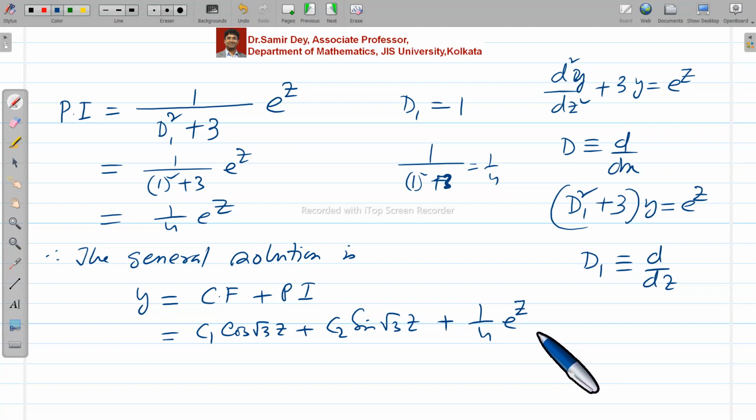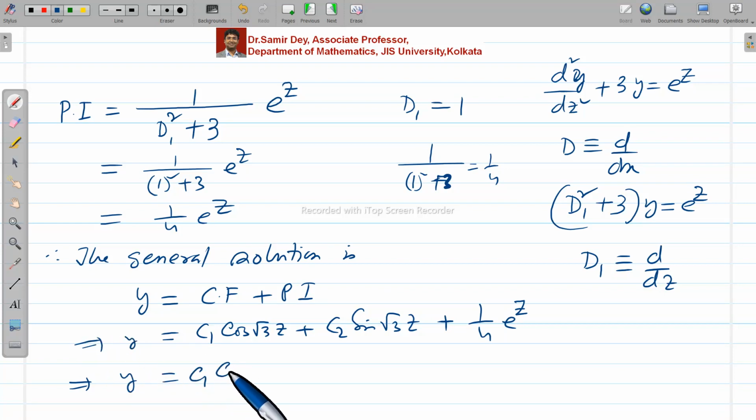So please don't stop here. Why? Because your question is given in terms of x. You have transformed in terms of z for your own purpose, to reduce it to a higher order differential equation with constant coefficients. So you can't stop here. You have to transform all z in terms of x. Now what is your z? Already you know.